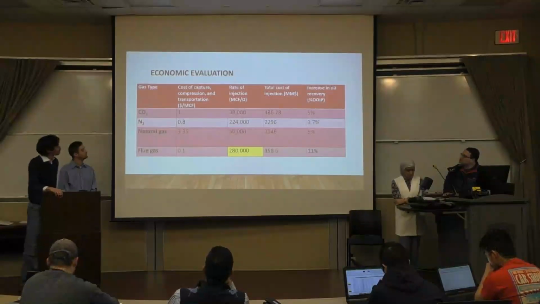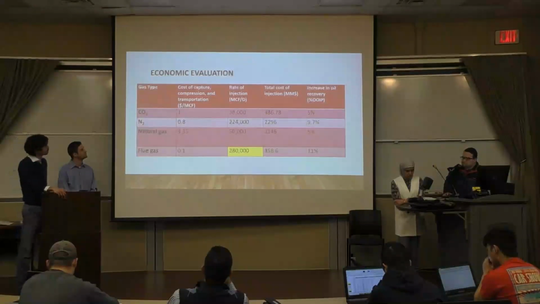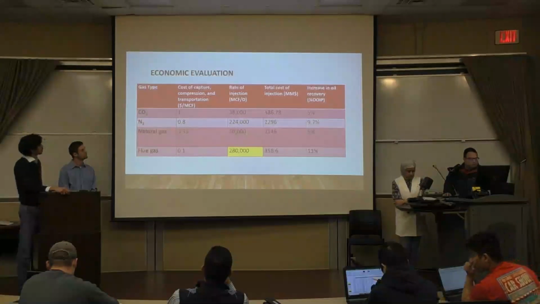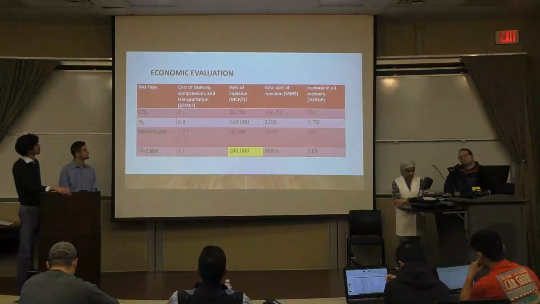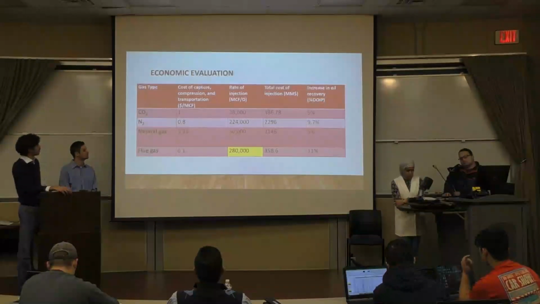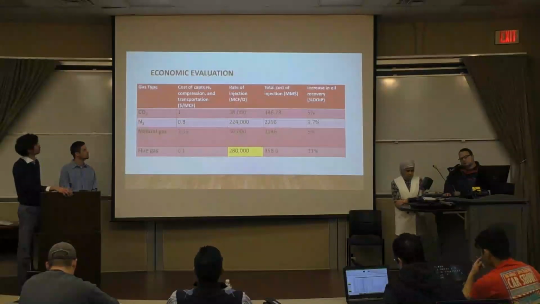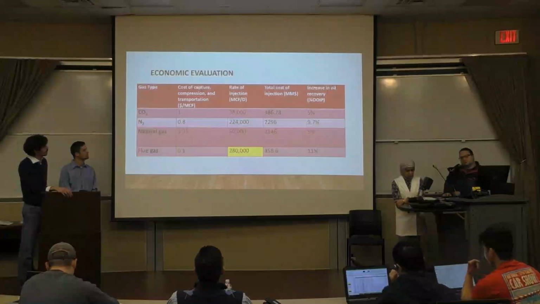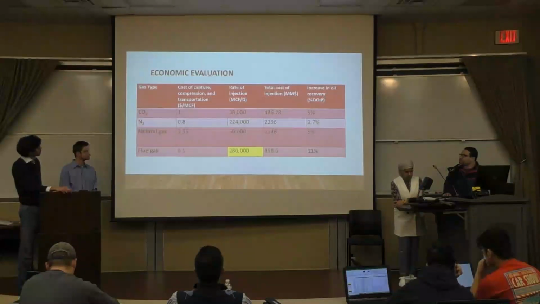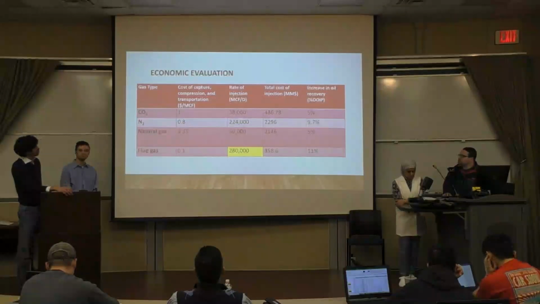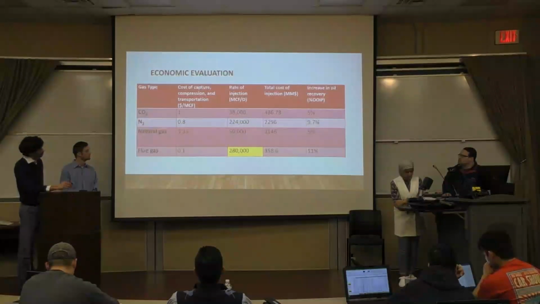The economic evaluation table shows that the flue gases has the lowest cost of capture, compression, and transportation, followed by the nitrogen and the CO2, and the last goes for natural gas. It also shows the rate of injection, that the flue gases has the highest rate of injection, which is the 280,000.